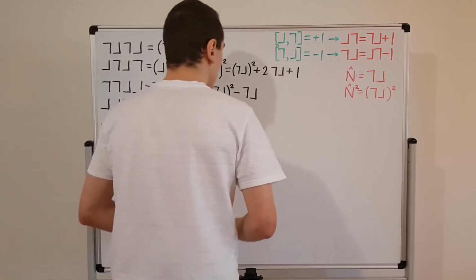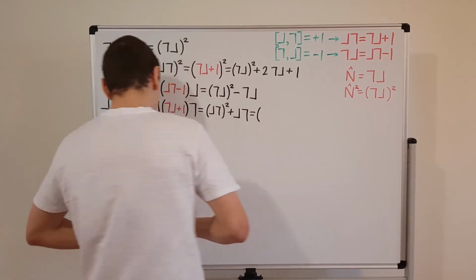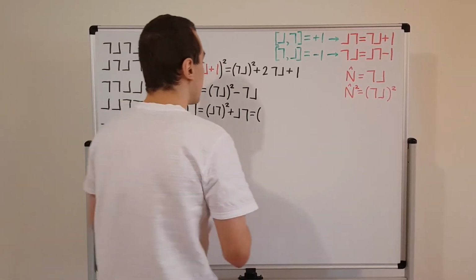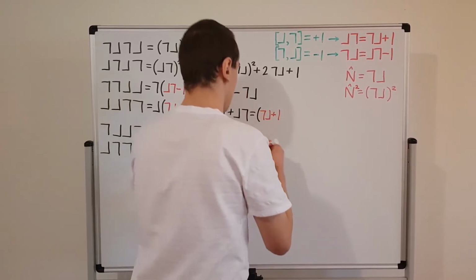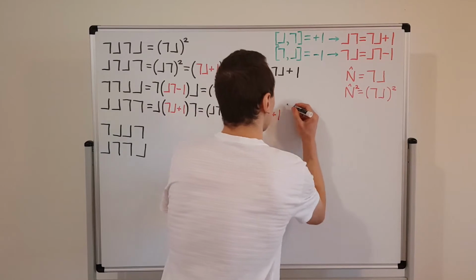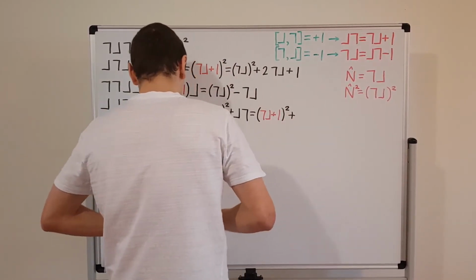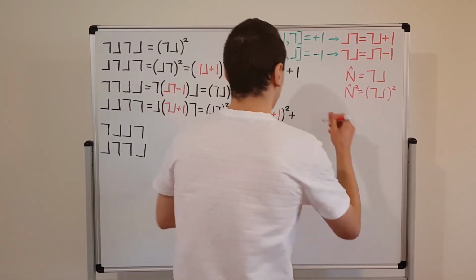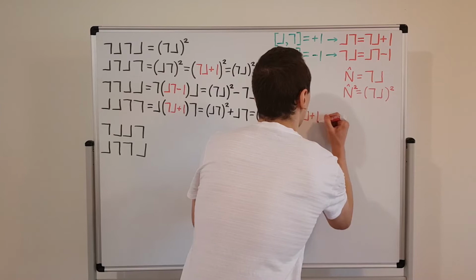Let's swap these guys around. That's going to give me, I'll write this in red again, raise lower plus 1. Then I'll close that bracket and give it a square. And then we're going to have another copy of raise lower plus 1. So we have raise lower plus 1.